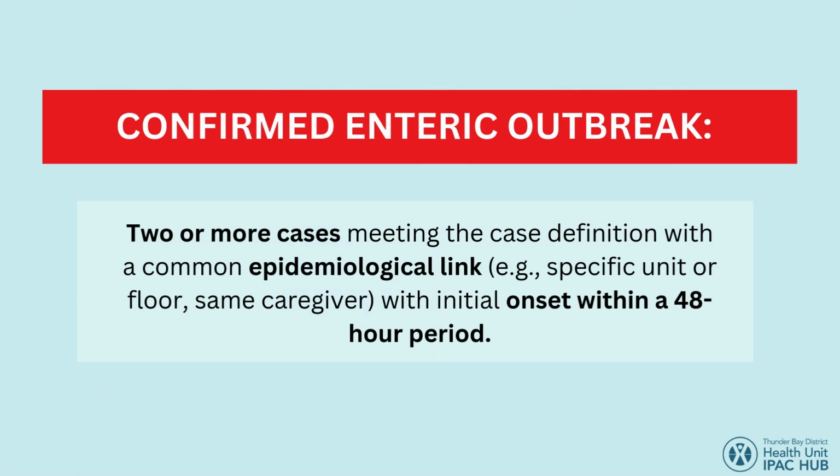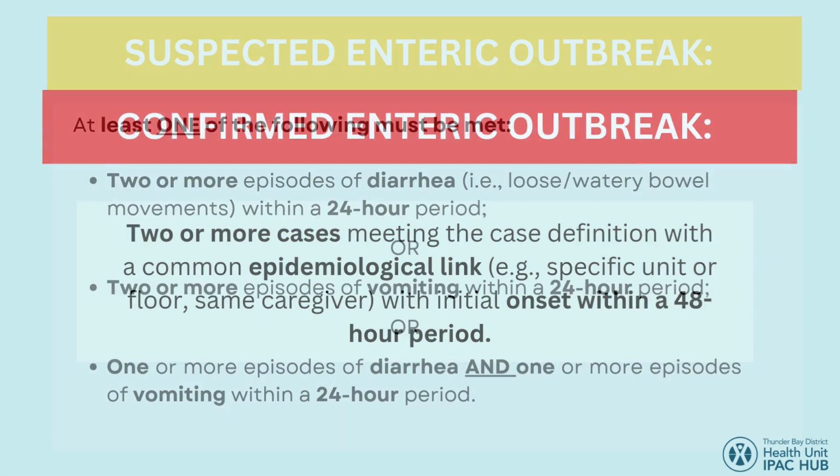A confirmed enteric outbreak definition. That's when you have at least two clients with symptoms meeting your case definition within 48 hours of each other, and there's an epidemiological link that exists. So this may mean the clients are on the same unit, or perhaps they're table mates, or they're on the same floor, or they share a same caregiver, for example.